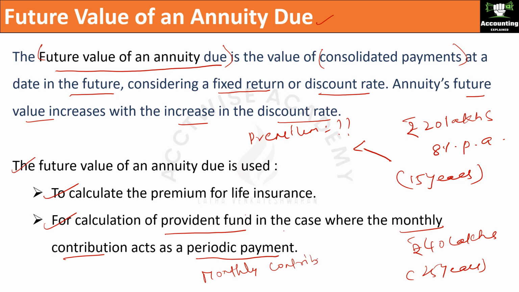How much monthly contribution of PF do you have to make today, every month, at the prevailing discount rate, let us assume it's 5% per annum? At a prevailing discount rate of 5% per annum, how much monthly PF contribution do you have to make? So future value of an annuity helps us to find it out.